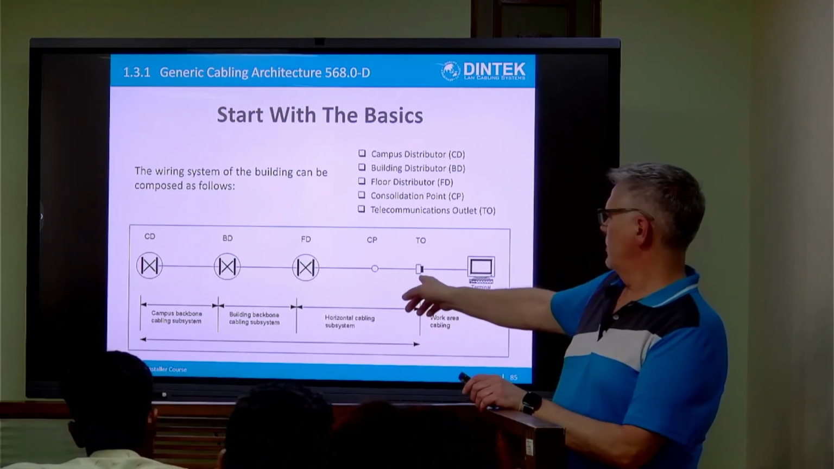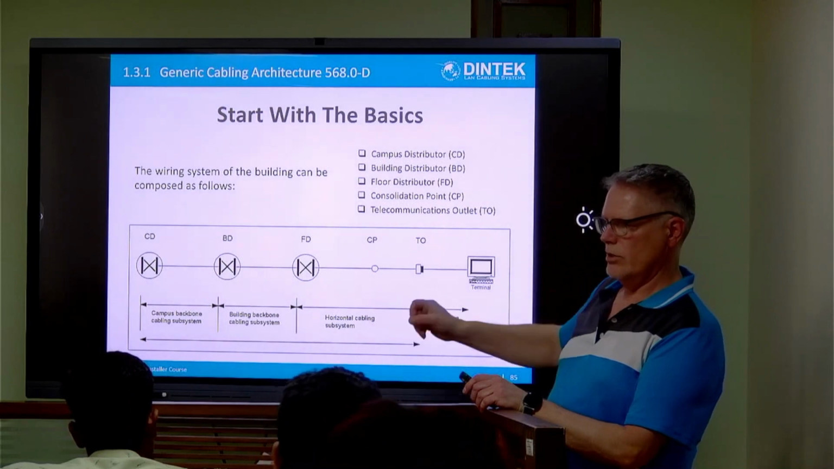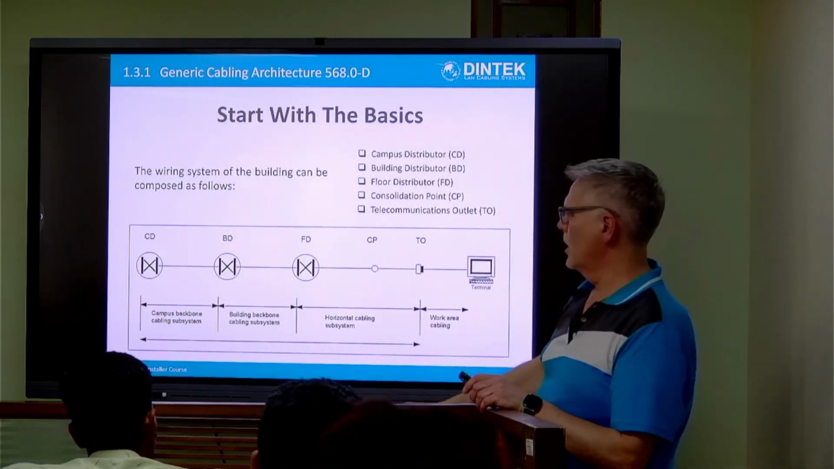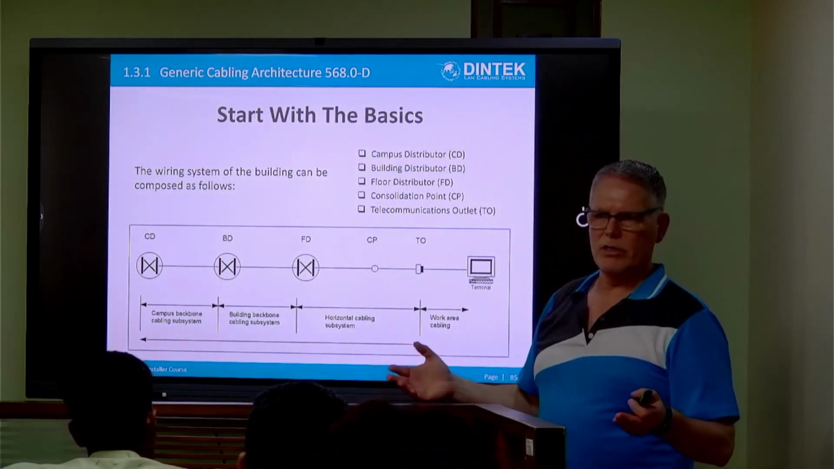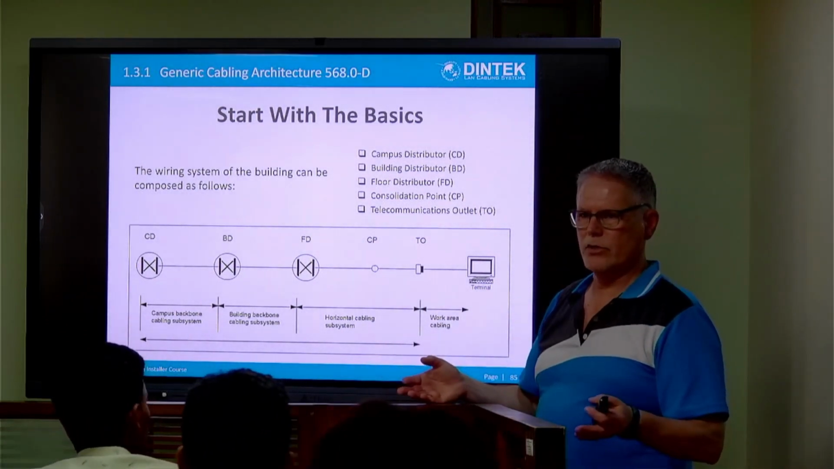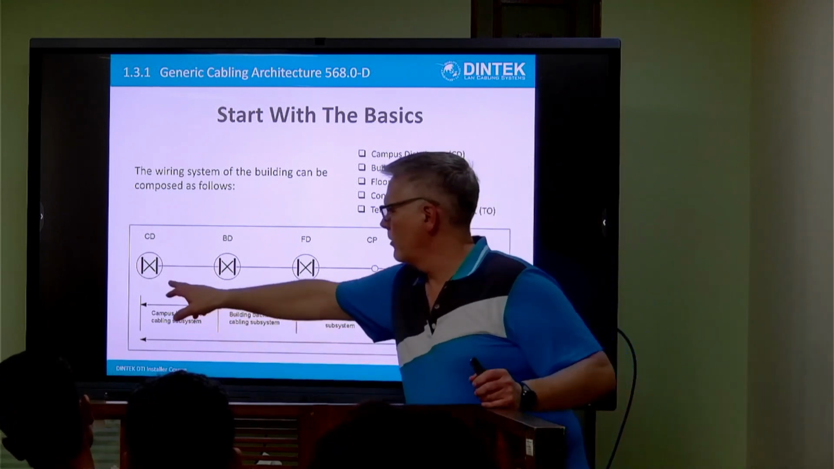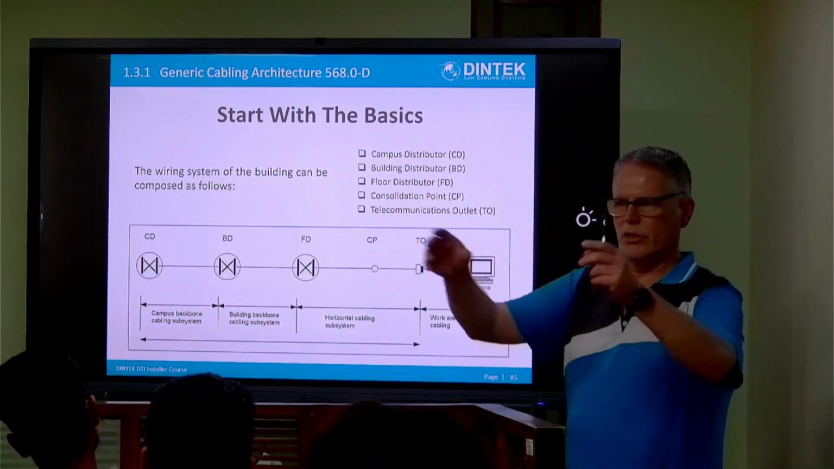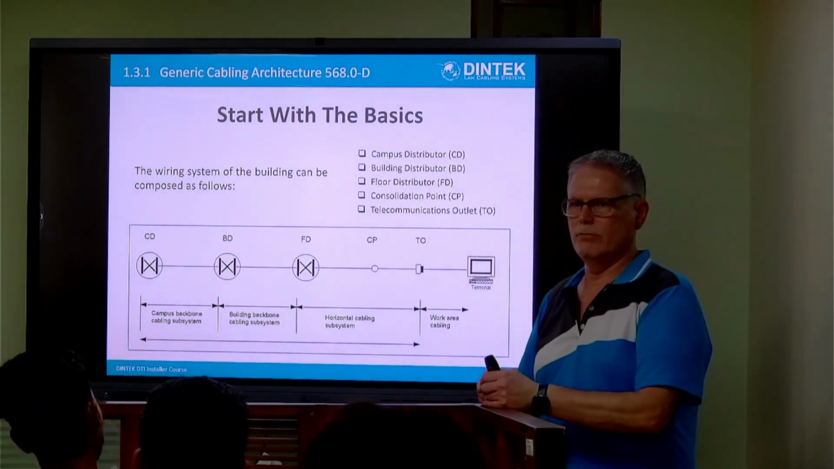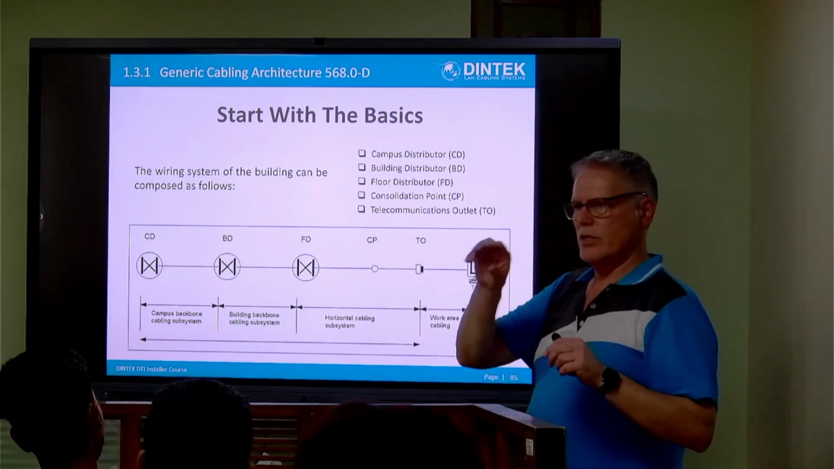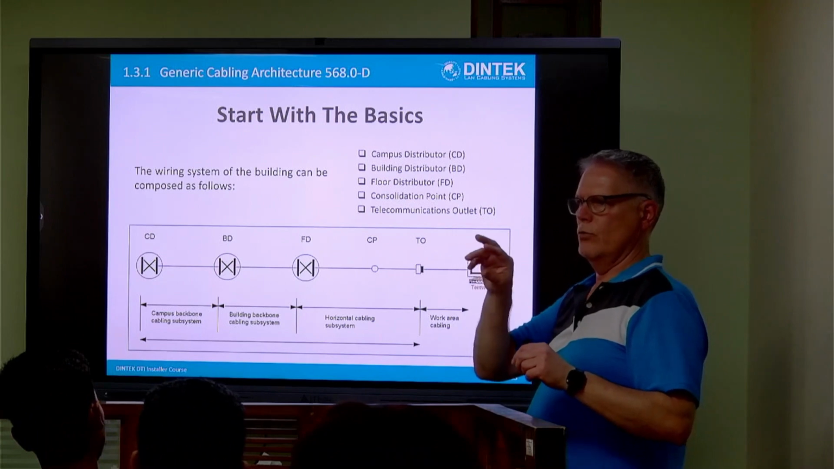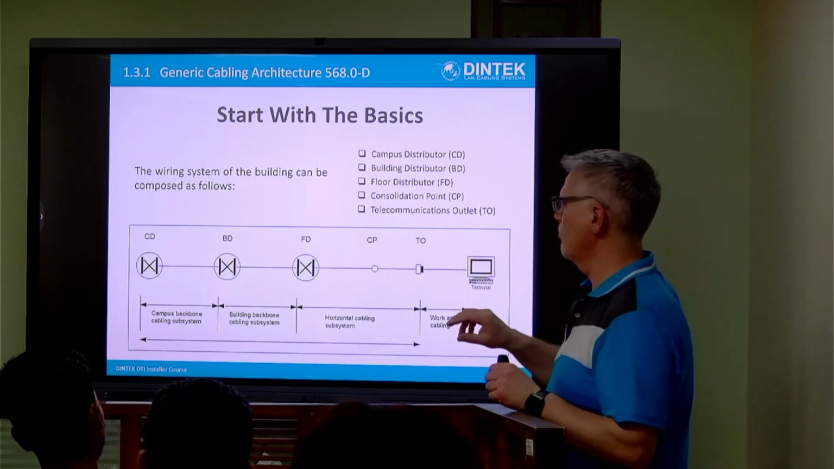We're going to have telecommunications outlets, which is outlets on the wall. It could be a multi-building environment, say on a university campus. So we could have campus distributors, which is distributing out to different buildings. So we have to actually start giving these things actual structural identities.